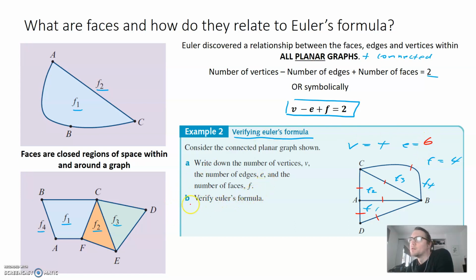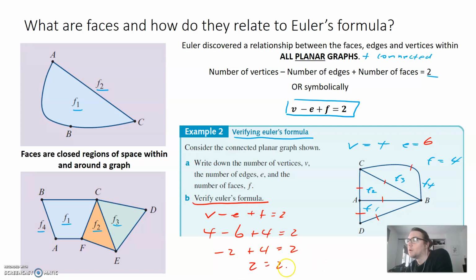It says here verify the formula. All you need to do is write the formula down like that and then substitute. So the vertices is 4, the edges is 6, the faces is 4, and does the left hand side equal the right hand side? So 4 minus 6 is minus 2, plus 4 is equal to 2. Negative 2 plus 4 is 2. So the left hand side equals the right hand side. You've got a verified formula. Cool.